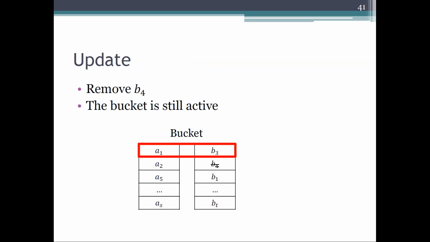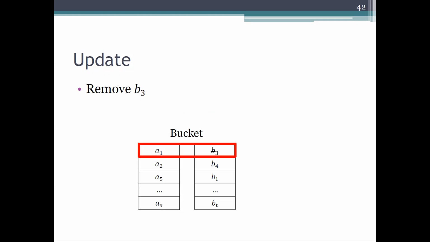There are a few different cases on updating the data structure depending on the insertion or deletion of a point in A or B, but here I show the most interesting case. Assume that we need to remove the point B4 from the set B. We need to go through all buckets that contain B4 and remove it. For example, in this bucket that we had before, we remove B4. Notice that the representative pair remains the same, so this bucket is still active, hence we do not need to do anything more.